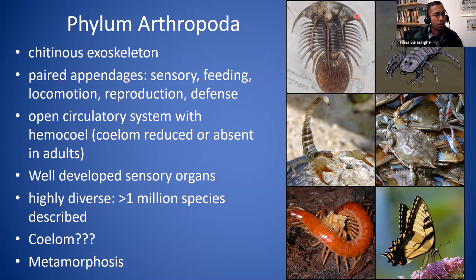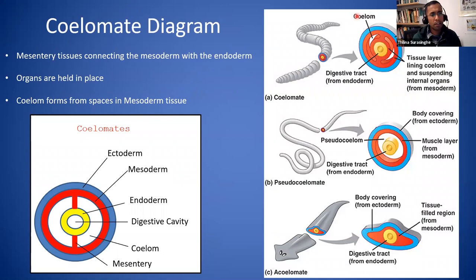Okay. So the coelom diagram is just for you to understand the differences between a non-coelomic animal like a flatworm, a pseudocoelomic animal like the nematode, and a true coelomic animal.